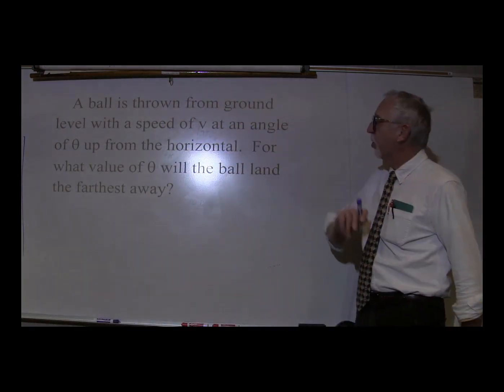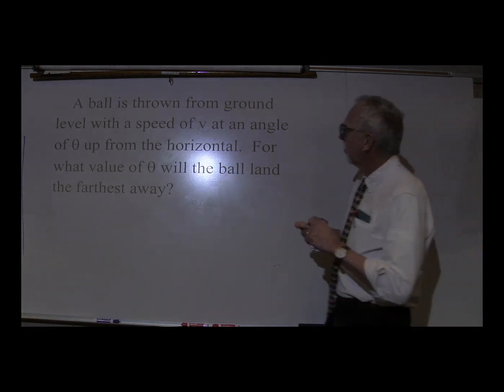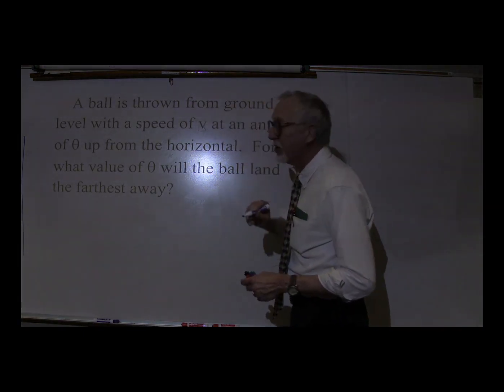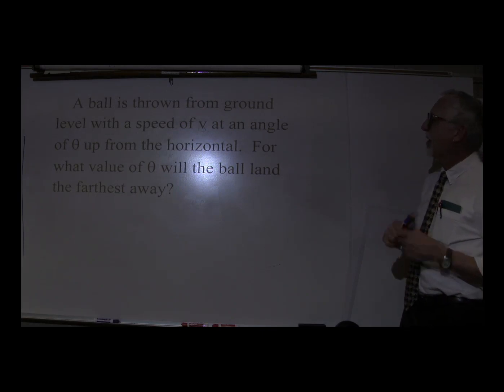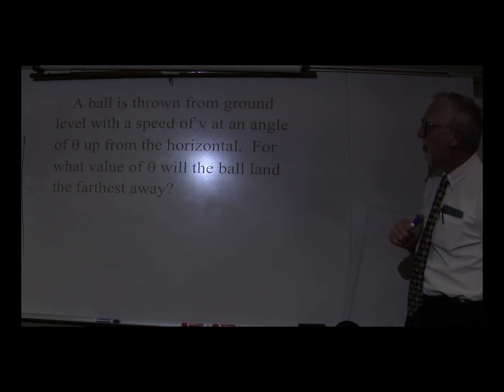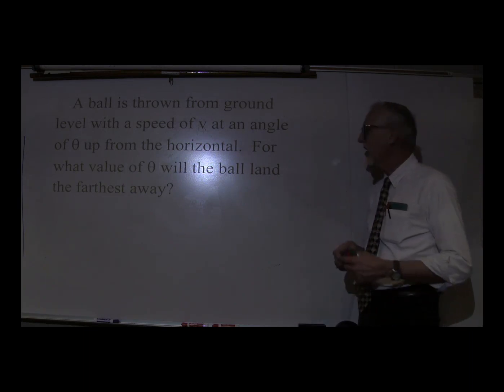A ball is thrown from ground level with a speed of v. Let's just make that v naught. That's the initial velocity, at an angle of theta up from the horizontal. For what value of theta will the ball land the farthest away? Well, this is an interesting problem.